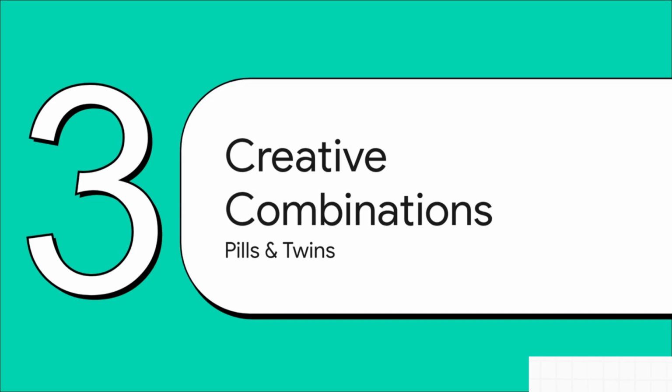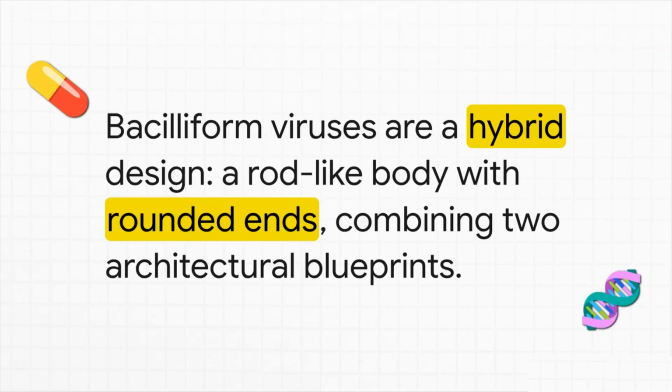Okay, so not all viruses stick to just one blueprint. Some of them get pretty creative and start combining these basic forms to create some really unique hybrid shapes. So take the bacilliform viruses. They essentially stretch out the sphere. You can think of them just like a pill capsule. They have a long, rod-like body, but it's capped at both ends with that rounded, icosahedral-like structure. It's really the best of both worlds.